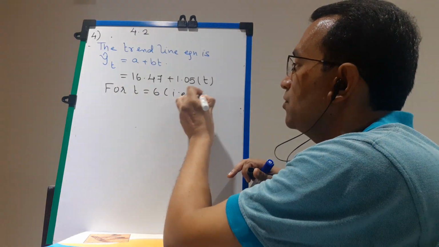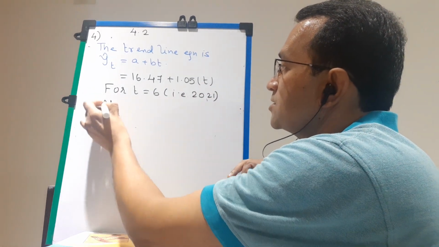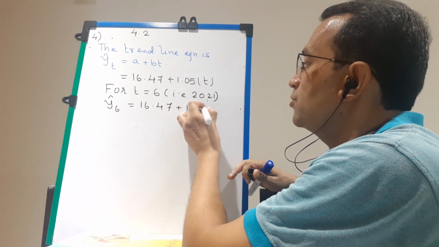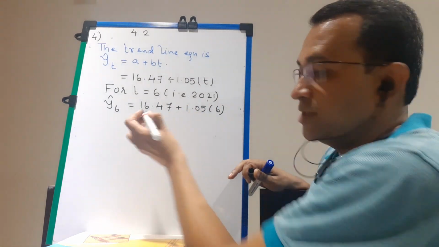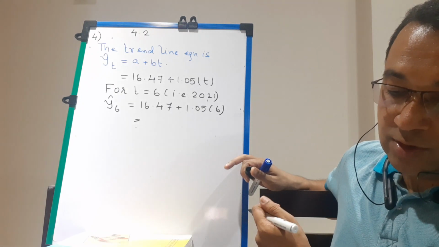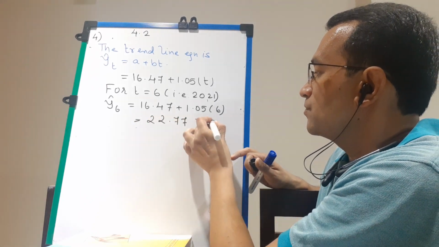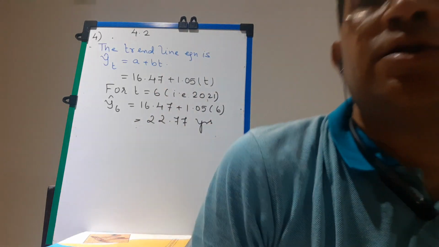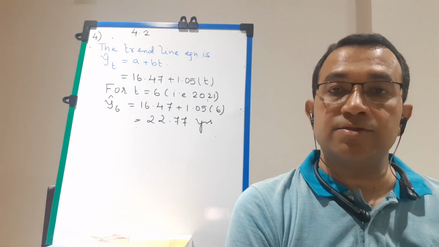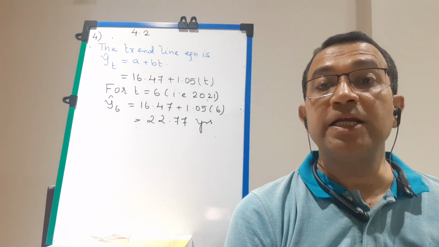That is for 2021. Y6 cap will be 16.47 plus 1.05 into 6. If I simplify, students, then this estimate turns out to be 22.77 years. So the estimate for the year 2021, students, is 22.77 years. Now this is our traditional formula method, students, the method of least squares.